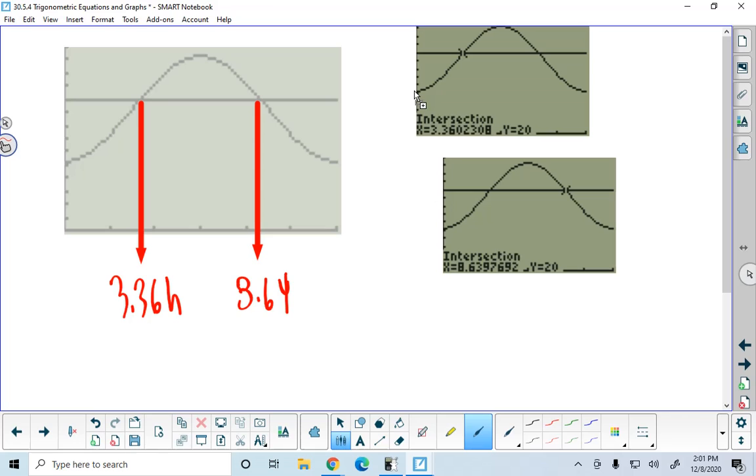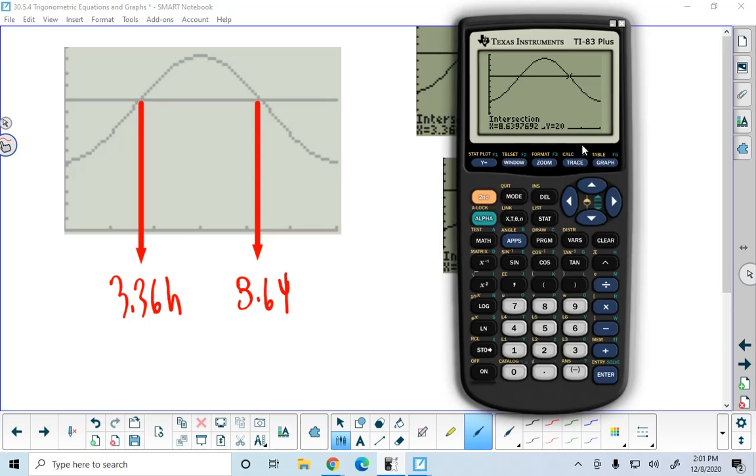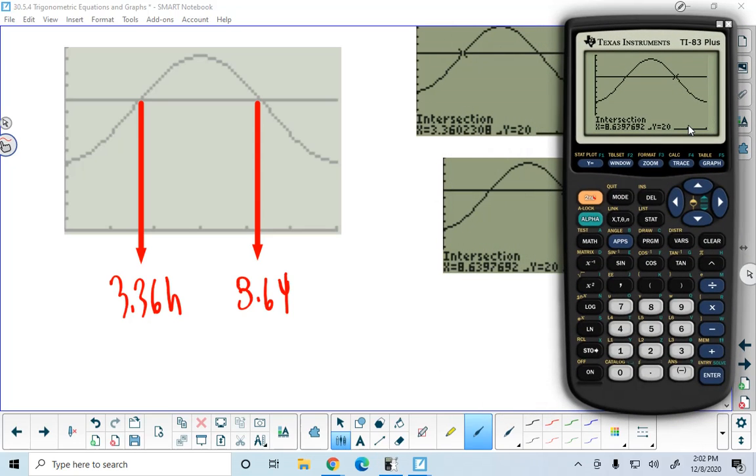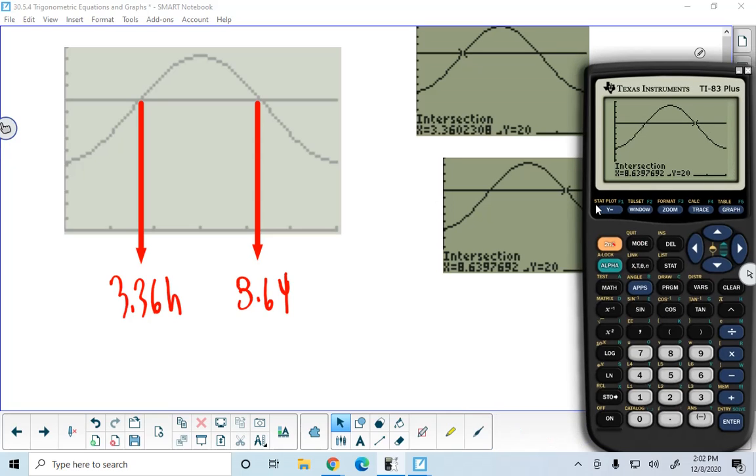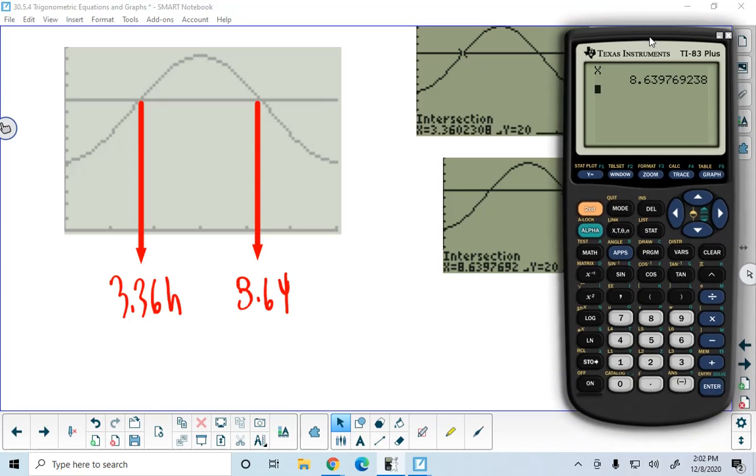So we need to subtract them to find out how many hours the depth is above 20. So I need to take that 8.6397 and subtract 3.36023. That's close enough. Can I get anybody to confirm that it's about 5.27 hours? Okay. But that is only how many hours it's above 20 meters.